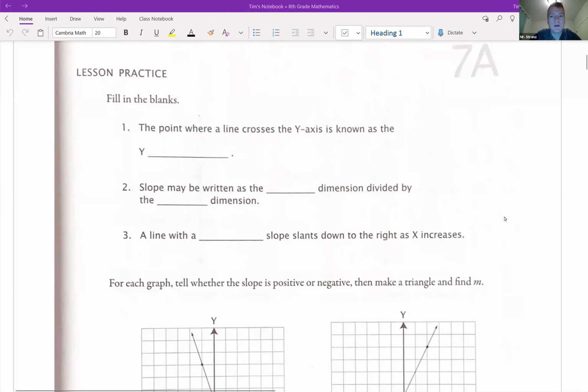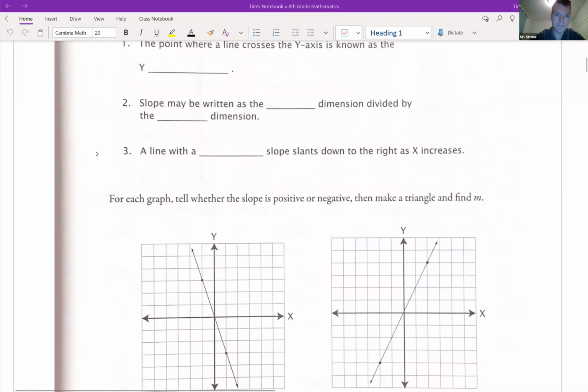We're going to be going over Algebra 1 in the Math UC book, Lesson 7a. Okay, and we're talking about slope. So if we look at 7a, number 1, the point where a line crosses the y-axis is known as the y-intercept.